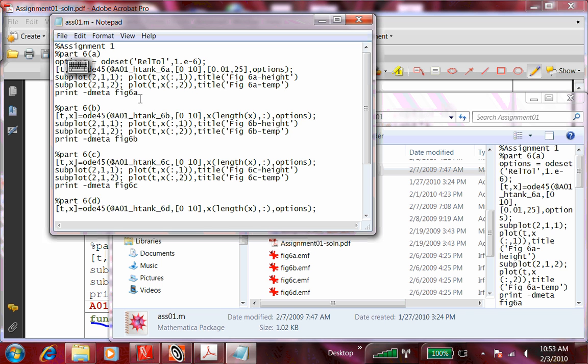In fact, if you look at this one, I forgot to explain this one. What this is doing is, these two are creating the plot. After the plot is created, it's printing a hard copy of the plot as a meta file. You can save it as a JPEG file, bitmap file, whatever you want, into the file name. The file name here is called figure 6A. And then what I did is, I run this in MATLAB, and then I copy the figures into a Word file, and that's how I produce the solution that you see.